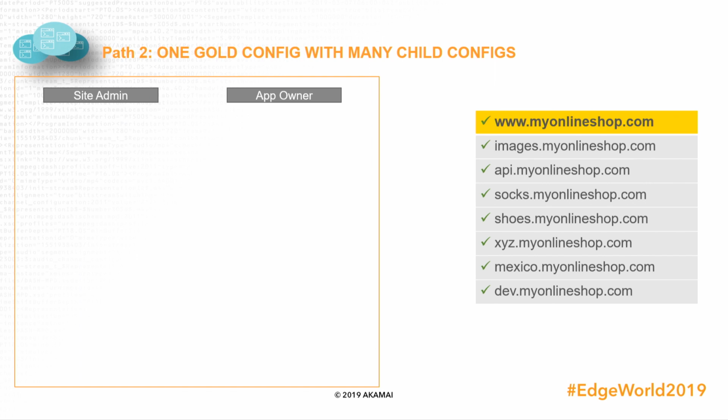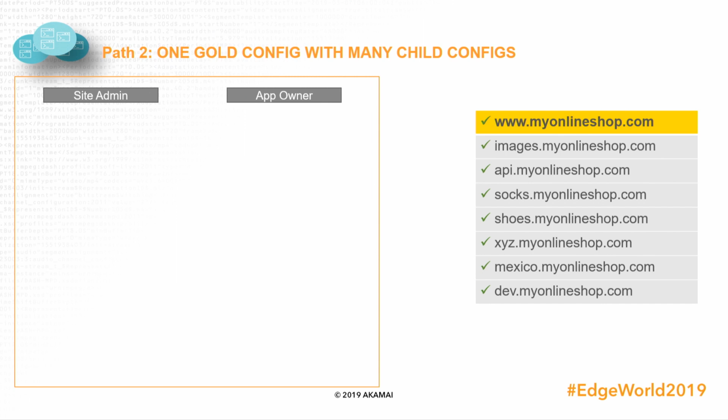The second one is one goal config with many child configs. In this case, you don't have a single config, but you have a bunch of different configs. Every time a new app is spun up, you're trying to maintain a new config for that. That's a scenario that we see across a lot of our users. In this example, I've got www.myonlineshop.com, which is my primary site, and then I've got images, API, socks, shoes, everything you saw as snippets previously in one config. These are just different configs by themselves.